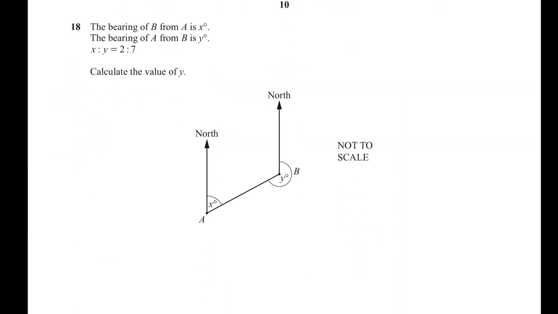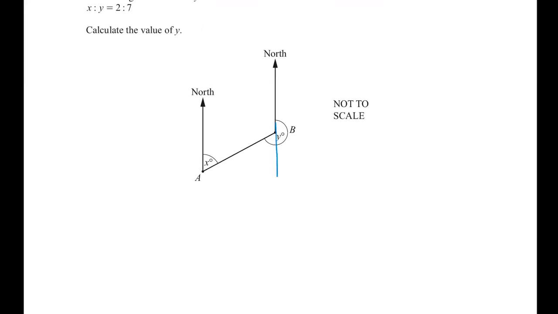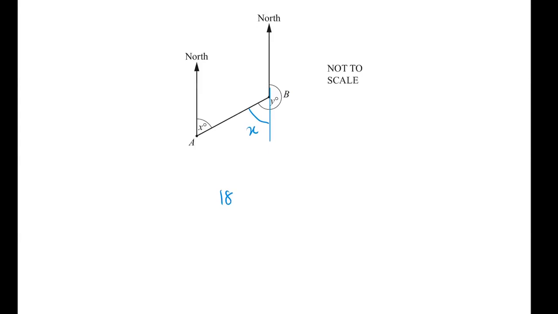Let's see. Bearing B from A is X. Bearing A from B is Y. X is to Y, 2 is to 7. Calculate the value of Y. So for example, here, what we can do is extend this line here and say that this is X. So you can see 180 plus X is equal to Y.